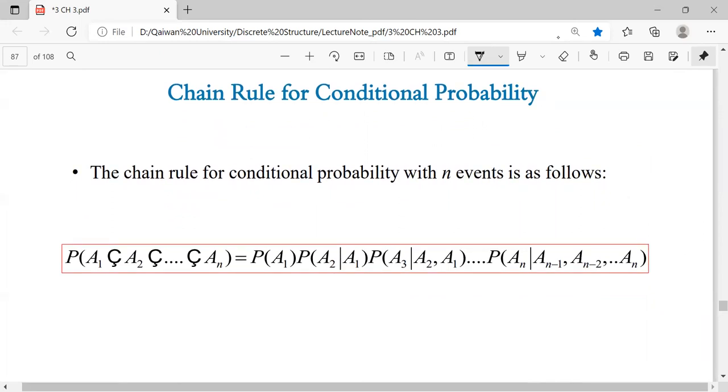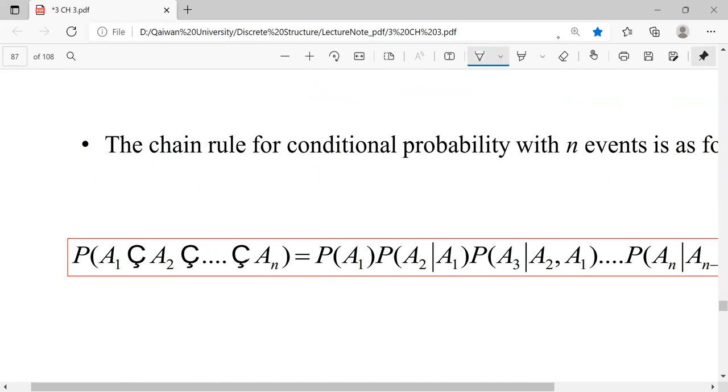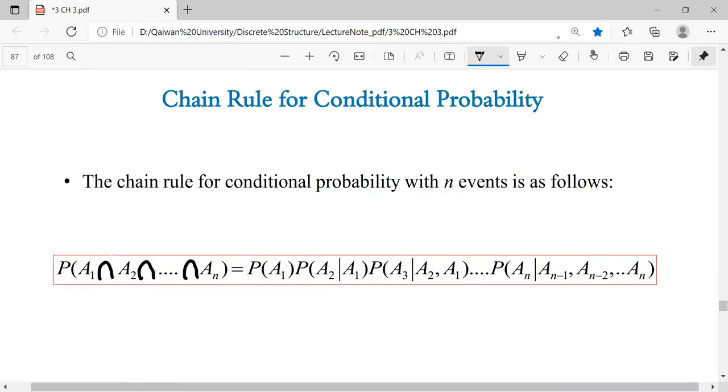Now we have the chain rule for conditional probability. When it is converted to PDF, these intersections become that symbol. These are intersections. We say the chain rule for conditional probability with n events is given by this rule.